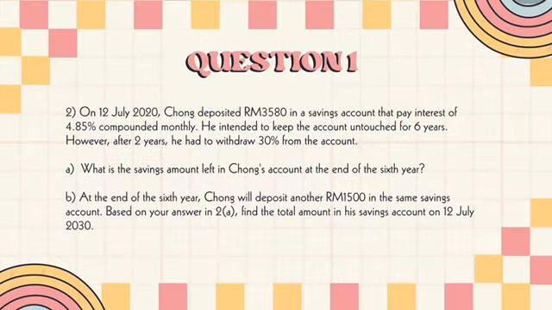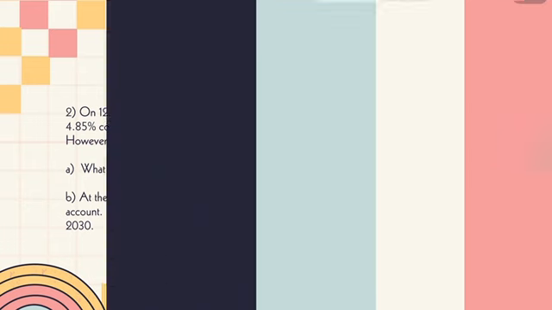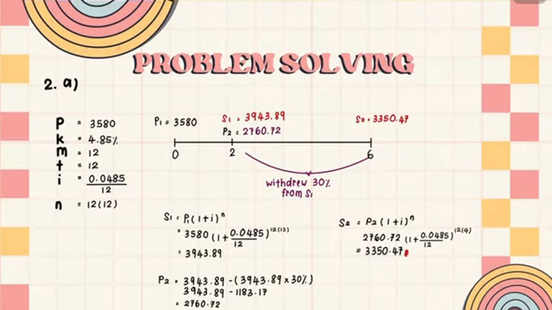For question 1.2b, as you can see here, P is equal to 3,580, K is 4.85%, M is 12, T is 12 also, while I is 0.0485 per 12, and N is 12 multiplied by 12. First thing first, you need to draw a timeline from 0 years to 6 years, and in the middle of it, you need to put 2 years. Why? Because the question says after 2 years, Chong had to withdraw 30% from the account.